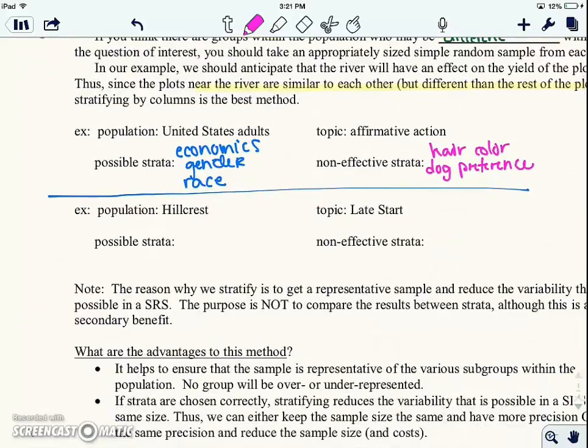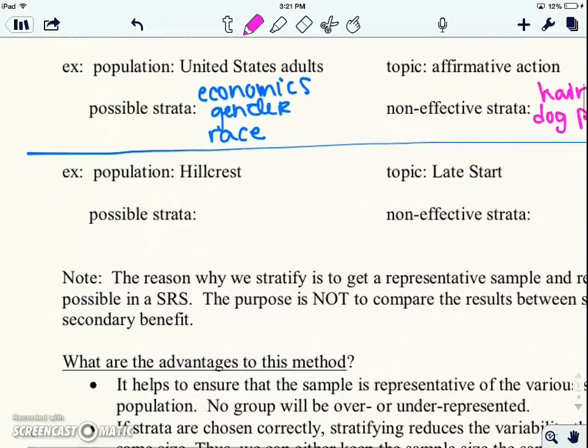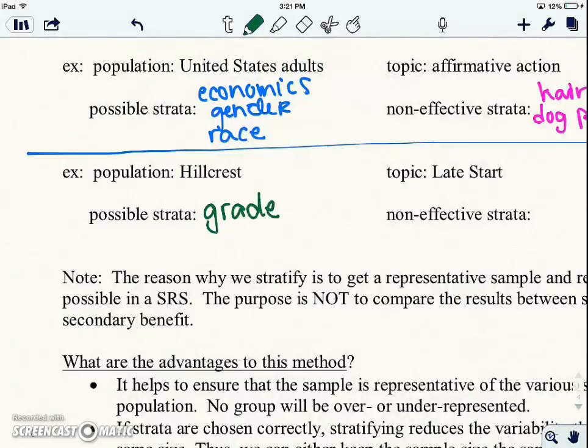Another example would be looking at a Hillcrest population and the topic of late start, which is when we come in at 7:55, so you can meet with your teachers Monday, Friday, and Wednesdays before school for help. Possible strata might be grade, right? Freshmen versus seniors. Maybe seniors don't care anymore, or maybe seniors realize how important it is and how useful it could be. GPA, again. Students with a high GPA may use this more, and so they value it, versus students with a low GPA don't.